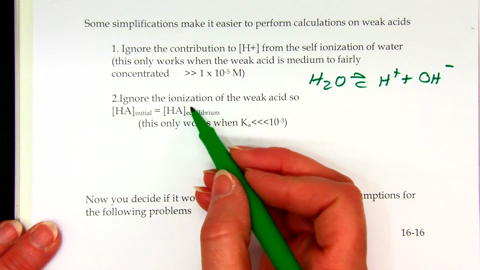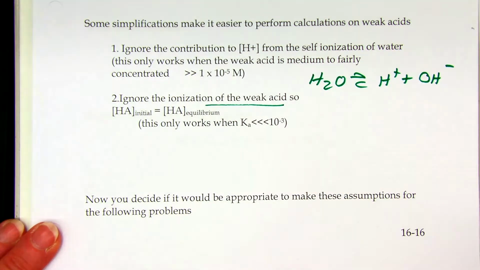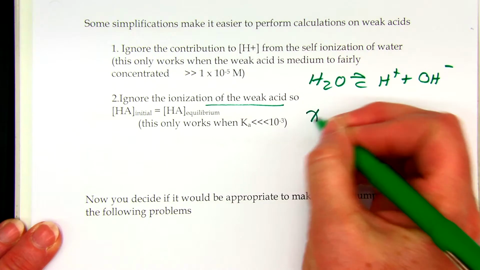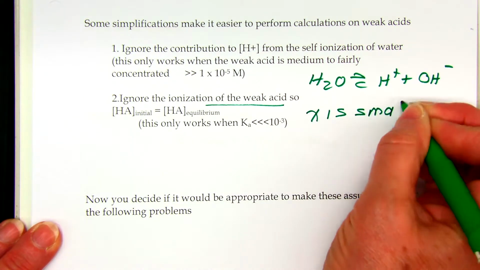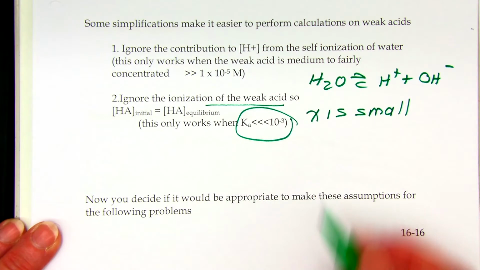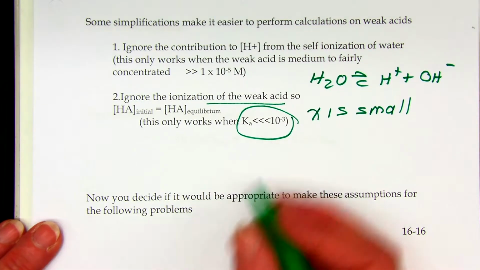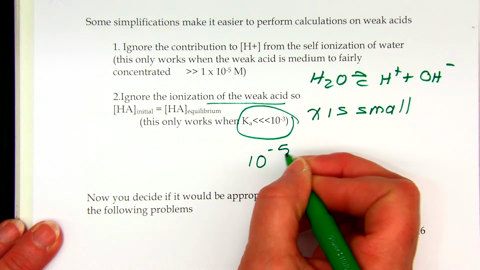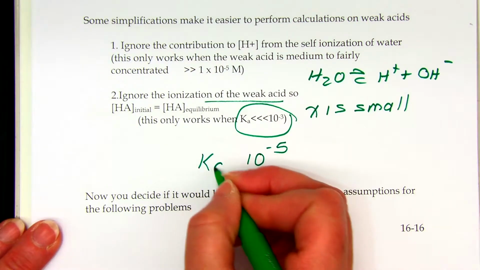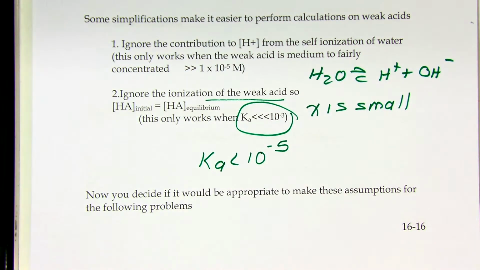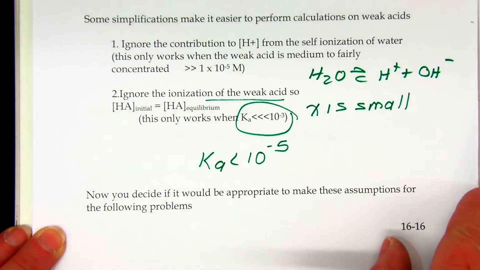And we can ignore the ionization of the weak acid. That was our assumption before, that X is small. And most of the time, we can get away with that when Ka is less than 10 to the negative 3rd. But for sure, we can get away with it when Ka is less than 10 to the negative 5th. So the first assumption is the concentration of the acid is big enough that we can ignore the ionization of water. And the second assumption is that the Ka is small, so X is small, and it simplifies our math.